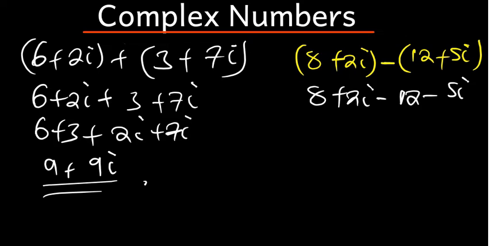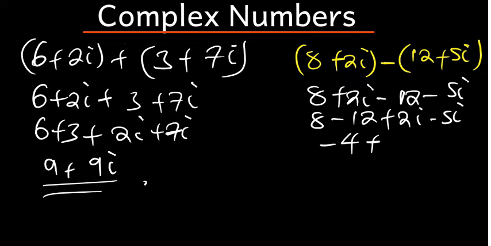Then I'm going to have 8 minus 12 plus 2i minus 5i. So this is going to give me negative 4 minus 3i. I don't know if you're confused there.